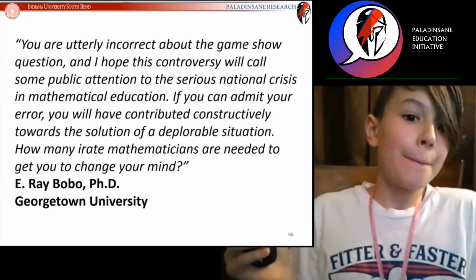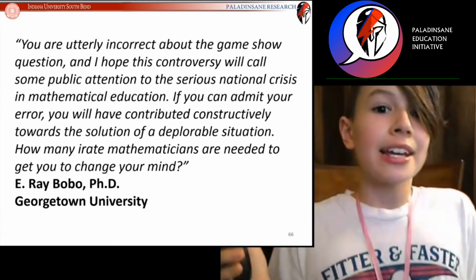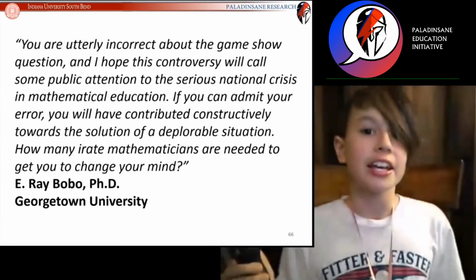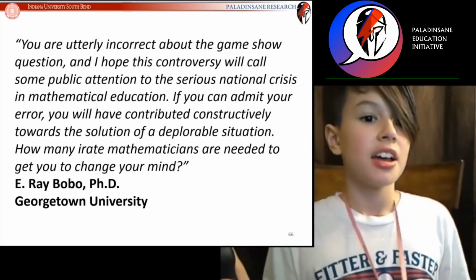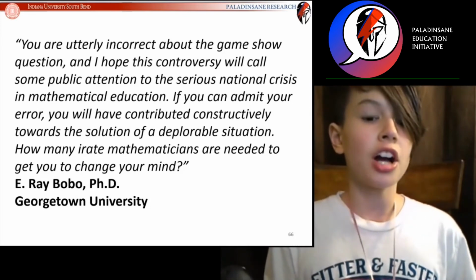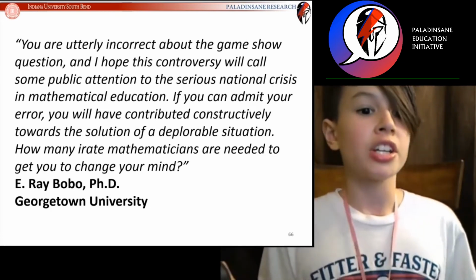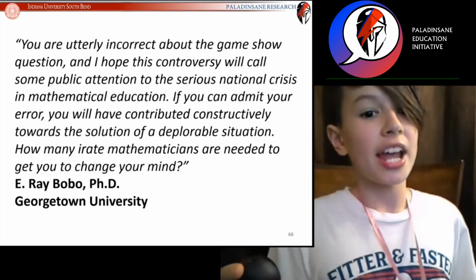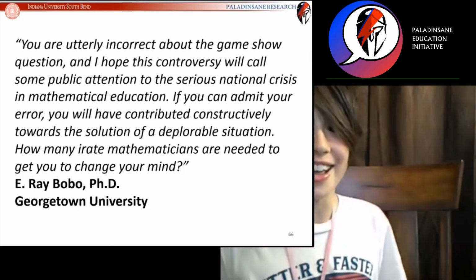This is E. Ray Bobo, PhD, from Georgetown University. "You are utterly incorrect about the game show question, and I hope this controversy will call some public attention to the serious national crisis in mathematical education. If you can admit your error, you will have contributed constructively toward the solution of a deplorable situation. How many errant mathematicians are needed to get you to change your mind?" Okay, how many insults are going to be here?